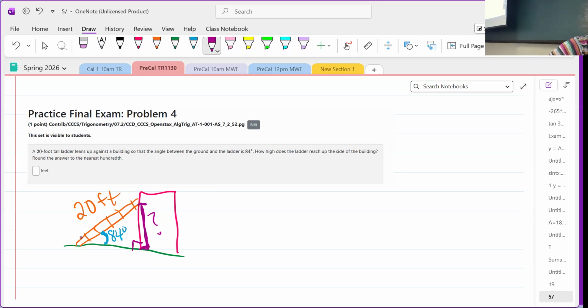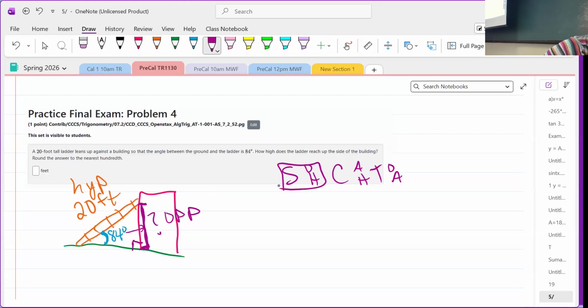So my 20 feet, what side is that? Is that my opposite, my adjacent, or my hypotenuse? Yep, because that is directly across from the 90 degrees. Now the side that I'm looking for, is that opposite or adjacent? Yep, that is across from the 84, so this is the opposite side. So I know my hypotenuse, I want to know my opposite side, so I want the trig function that uses O and H. So that's our Some Old Hippie, there it is.